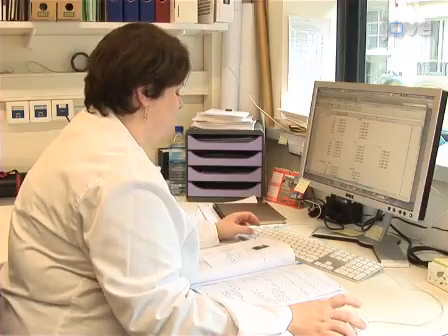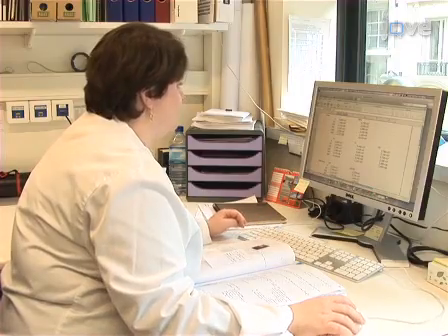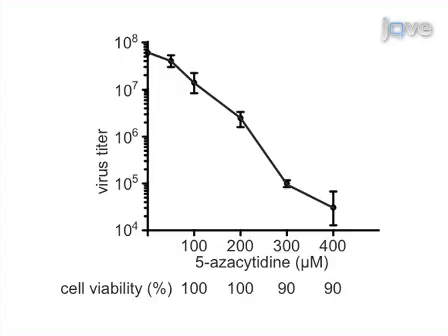From the calculated titers, identify the concentration of mutagen that reduces virus titers compared to the untreated control infection by 0.5 to 2 logs that is also not highly toxic to cells, ideally less than 50% toxicity.